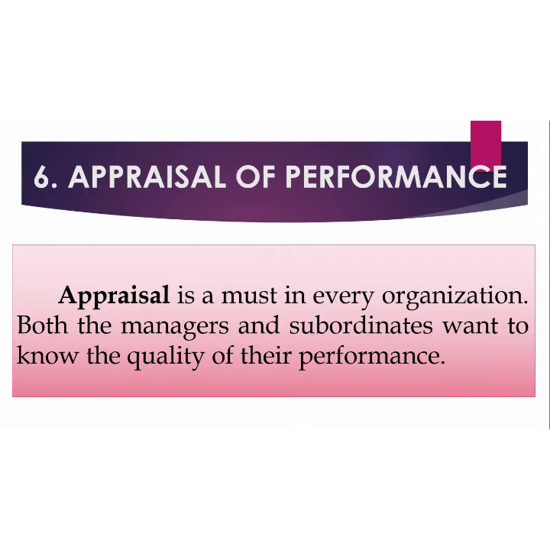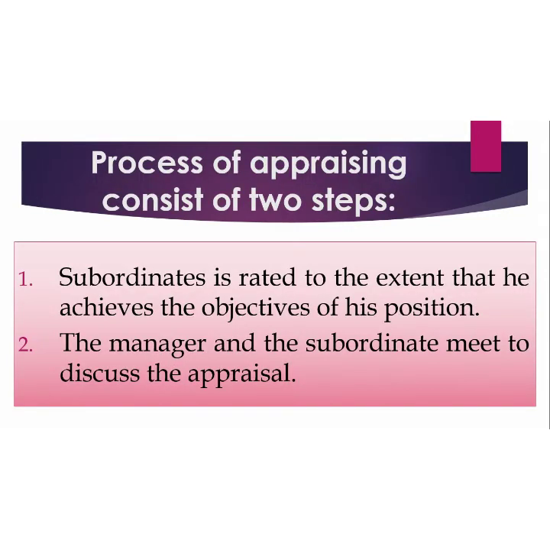Both the manager and subordinates want to know the quality of their performance. The process of appraising consists of 2 steps. For number 1, the subordinate is rated to the extent that he achieves the objectives of his position. Rating a subordinate is one of the most difficult tasks a manager must perform. This is difficult because it requires utmost objectivity. When evaluating performance, the manager should measure the output and not the input.